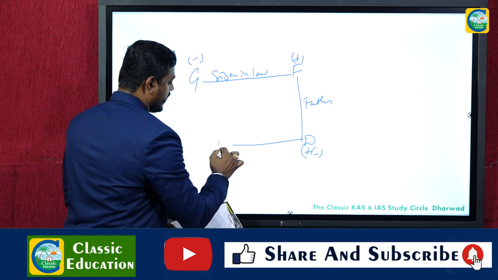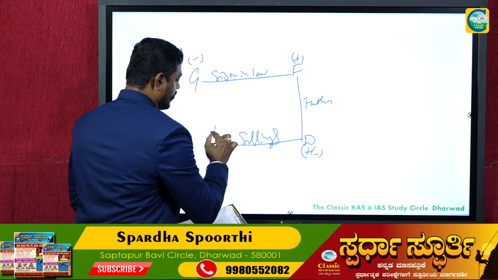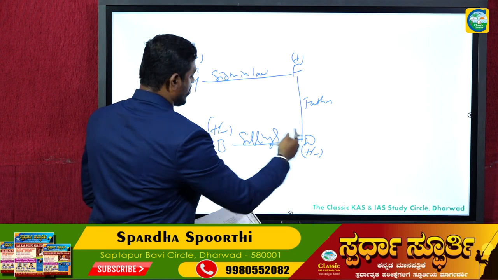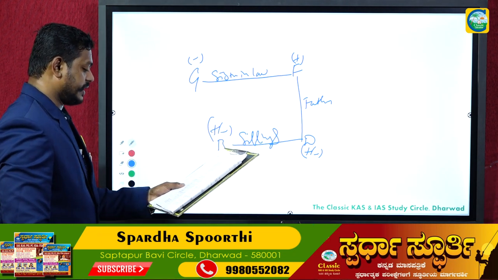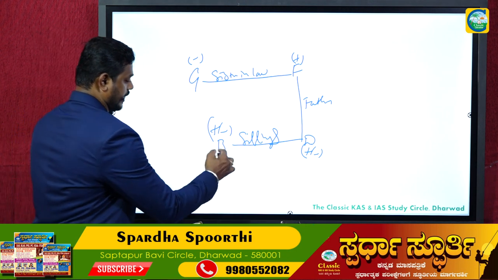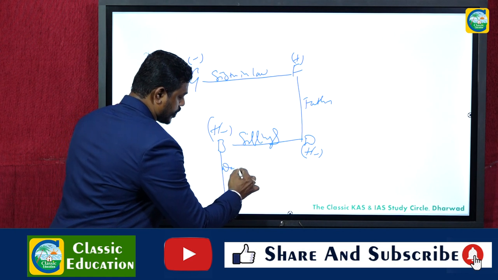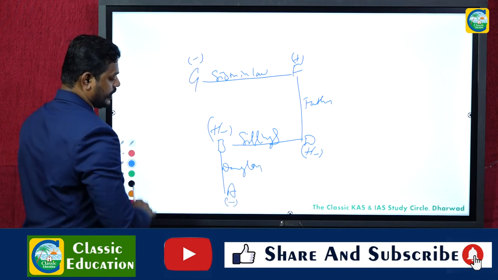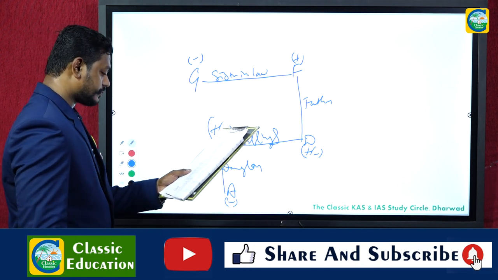B and D are siblings, so plus or minus. Brothers, sisters, brother and sister, sister and brother, like that. We don't know the proper gender here. They didn't mention it. Siblings, and A is the daughter of B. A is a daughter, which means they have given a female there. Three females are there. We got G as one female, then A is one more female. We have to find out one more female here.